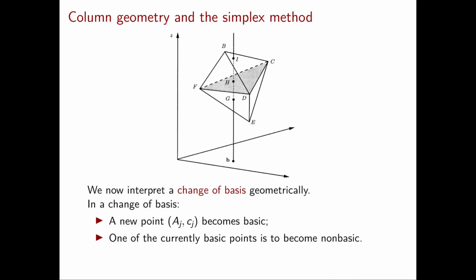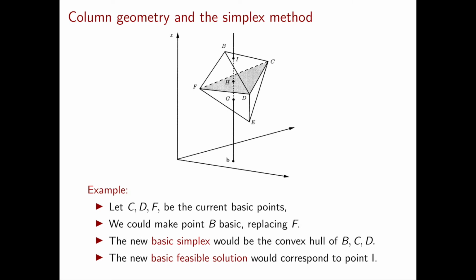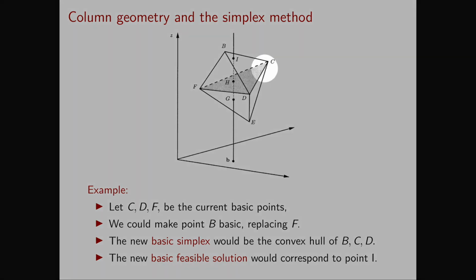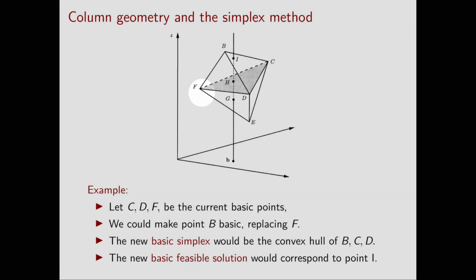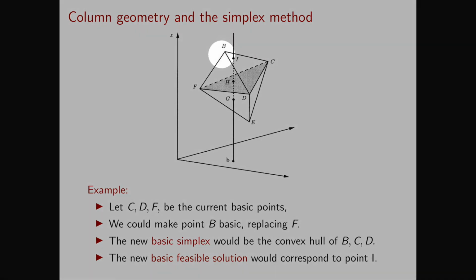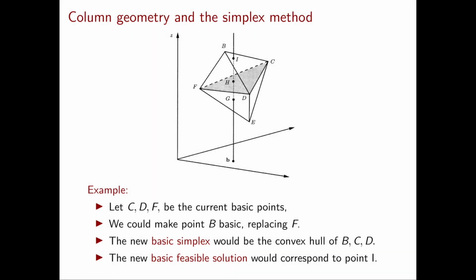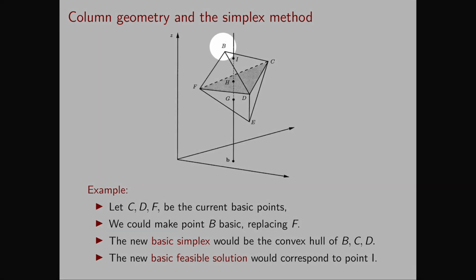Now we've understood basic feasible solutions. So let's now talk about change of basis. In a change of basis, we have that the new point aj, cj becomes basic and one of the current basic points becomes non-basic. Let's again look at our example to understand a little bit better the situation. Let's say that our current basic points are C, D, F. And let's say that we want B to replace F in the basis. So the new basic simplex will be the convex hull of B, C, and D.